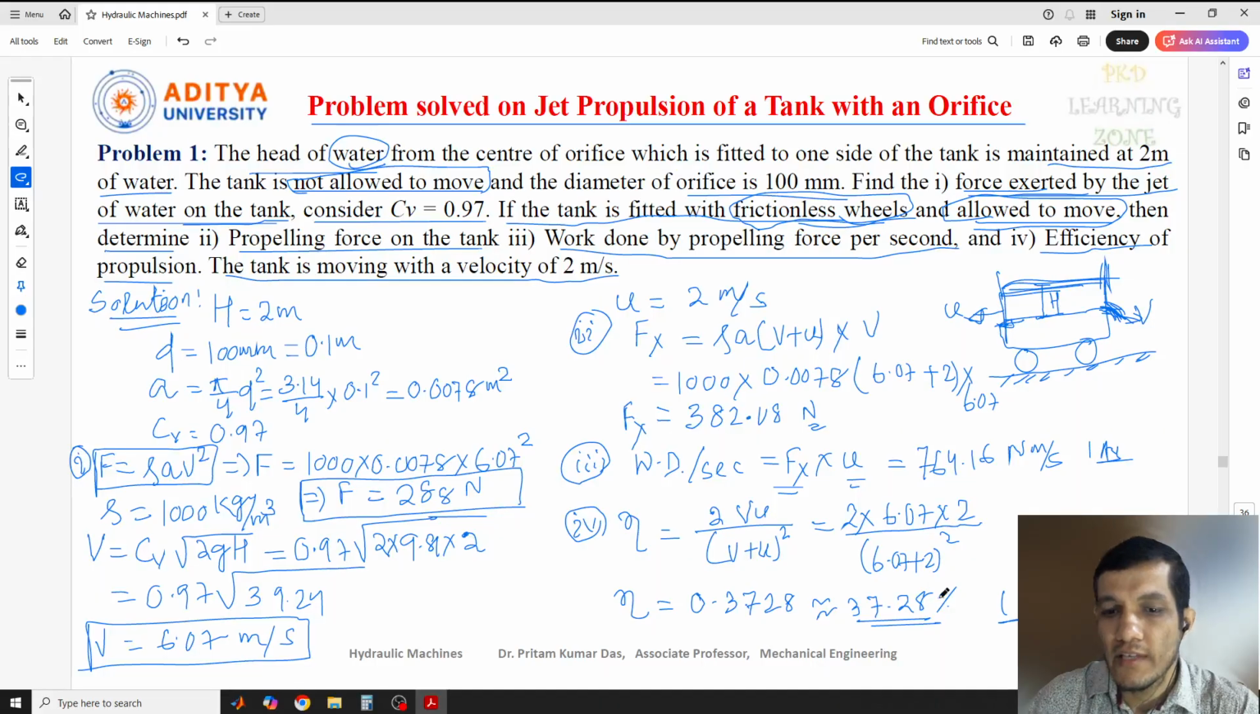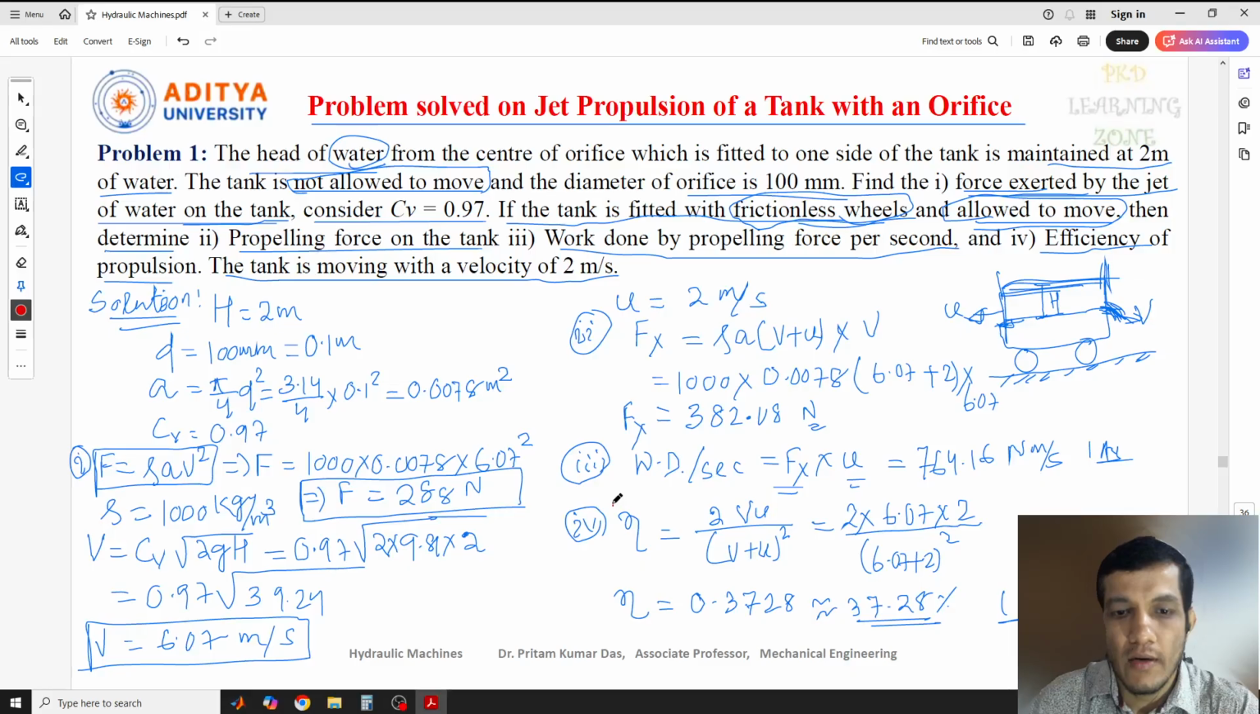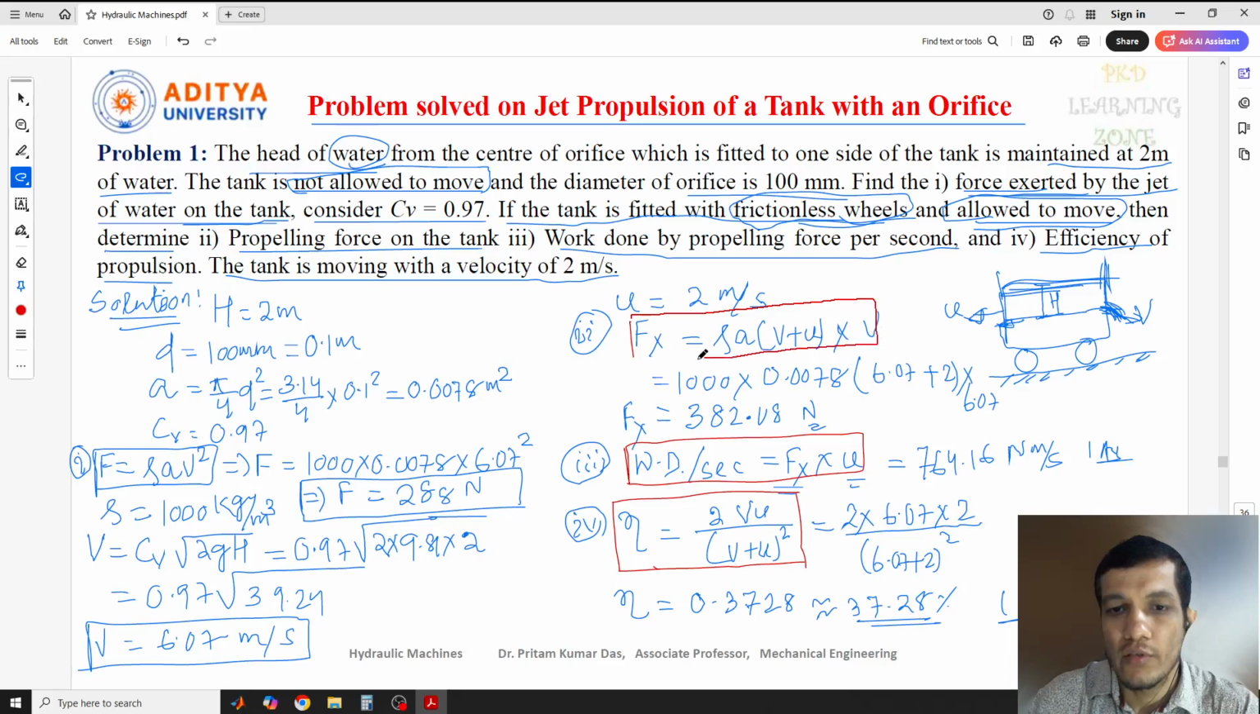Okay, so these are the formulas. Based on these formulas we can find out the answer. So we need to remember these formulas, or if you are not able to remember them, we need to know the concept of jet propulsion when it is applied on a tank. So this is the efficiency, this is the work done per second, and this is the propelling force on the tank when the tank has started moving. And this is the formula of force exerted by the jet of water on the tank when the tank is not moving. This is the difference between this force and this force.